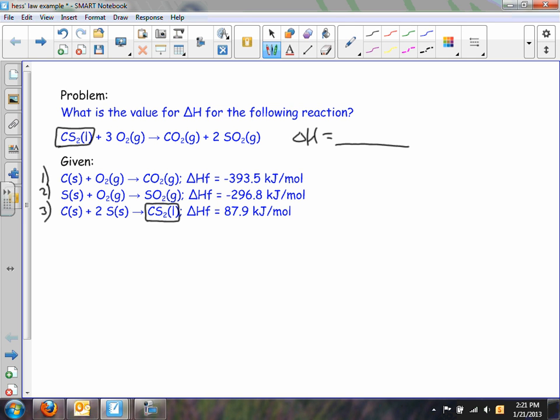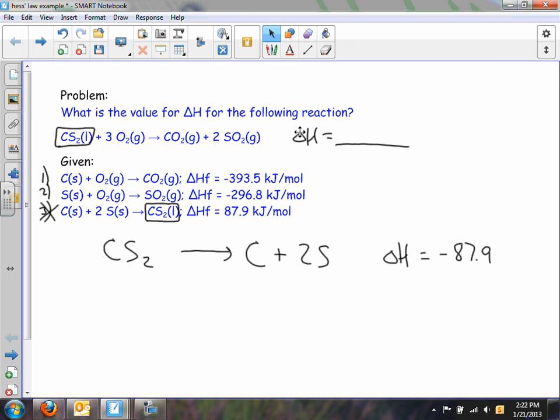So what I need to do is take equation 3 and reverse it. So I'm going to write my products as reactants and the reactants as products. If I switch the equation, then I just need to change the sign of my delta H. Positive 87.9 becomes negative. That takes care of equation 3. I can't mess with that anymore because that's the only one that has the CS2 in it.